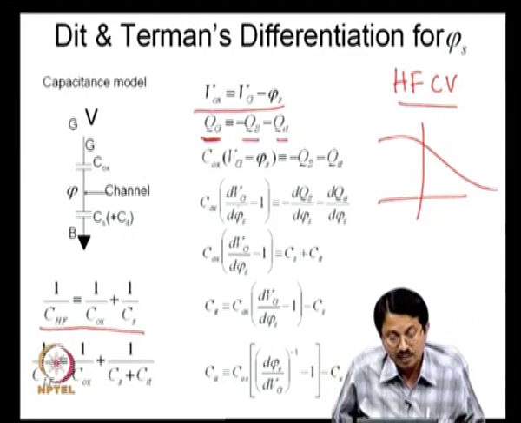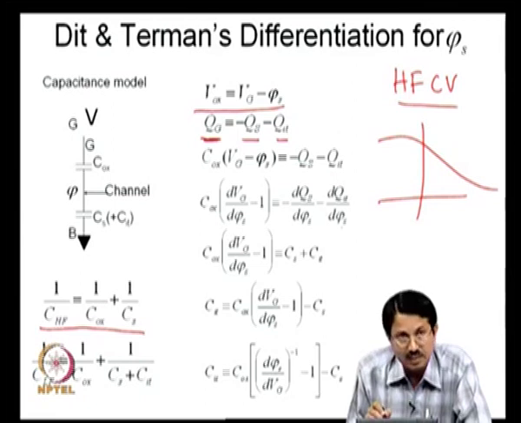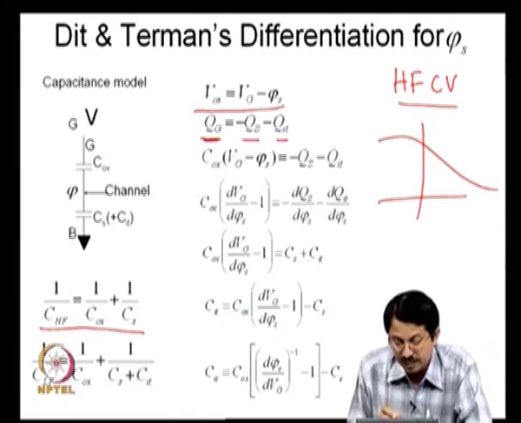and what I am doing here is that you differentiate this equation with respect to psi s, okay, and if you do that, Cox times dVg over d psi s minus 1, because d psi s by d psi s is 1, equals dQs by d psi s plus dQit by d psi s, and what is this? This is Cs plus Cit. Okay. So, Cox times dVg by d psi s minus 1 is equal to Cs plus Cit, and hence Cit is Cox times dVg over d psi s minus 1 minus Cs.